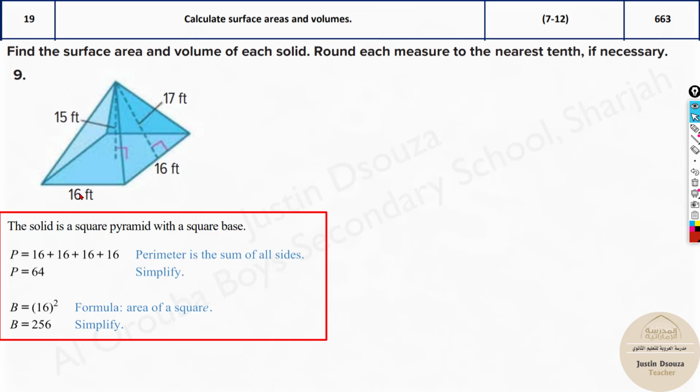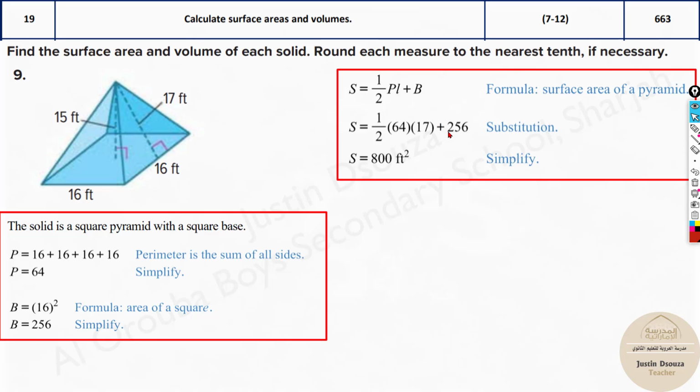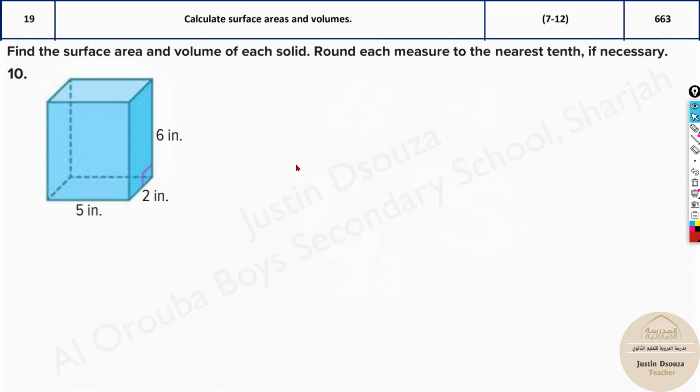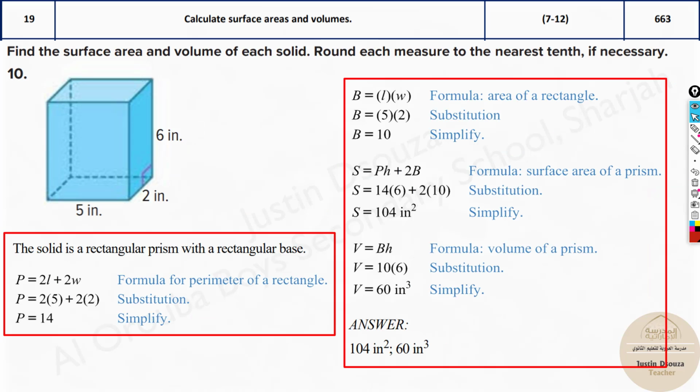And what is the base? It's square of the side, right? 16 square. And then you can use the formulas of the surface area and volume and directly find it out. So this is just knowing the formulas and then substituting and solving it up. So please do the other problems by yourselves.